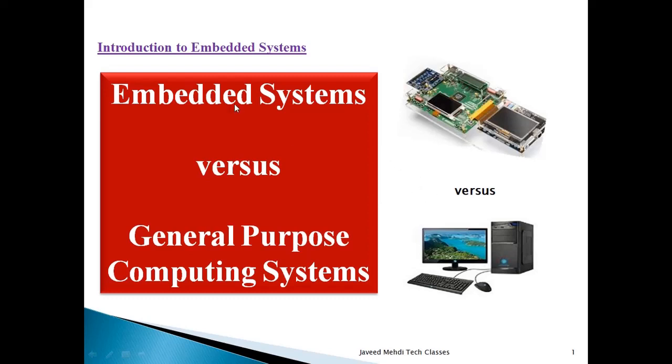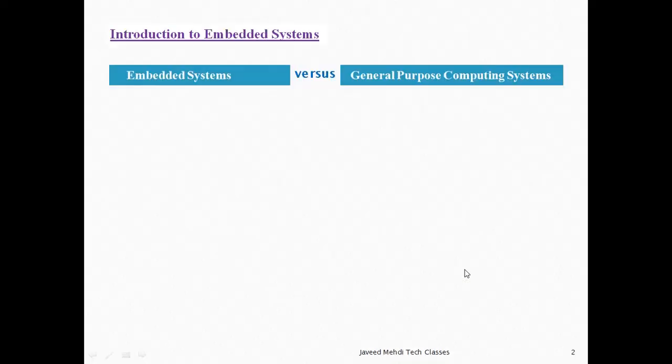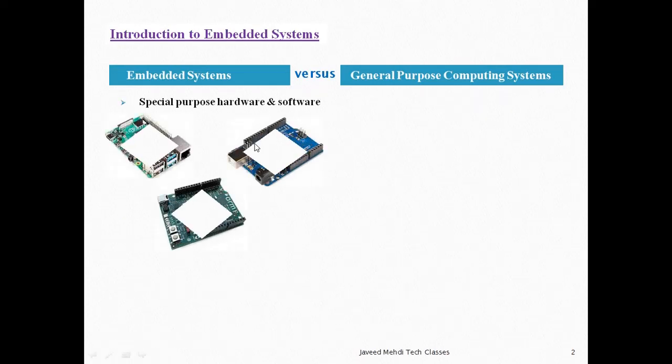In this video, I'll be discussing the topic embedded systems versus general purpose computing system. And remember here, general purpose computing system means personal computers. We use special purpose hardware and software for designing embedded systems. Examples of hardware used in embedded systems are Arduino board, Raspberry Pi board, and ARM board, etc.